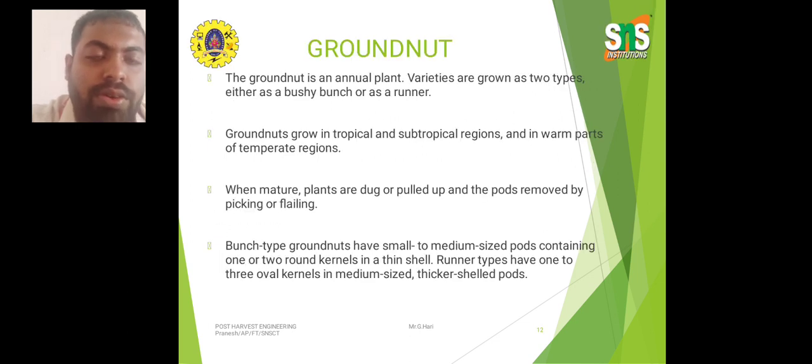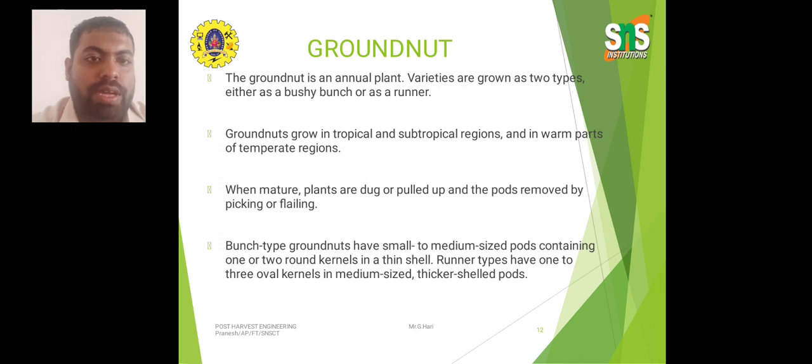Next, we are going to discuss groundnut. Groundnut is an annual plant. Varieties of groundnut that are grown are differentiated into two types: one is the bushy bunch type and the other is the runner. Groundnuts grow in tropical and subtropical regions and in warm parts of temperate regions.